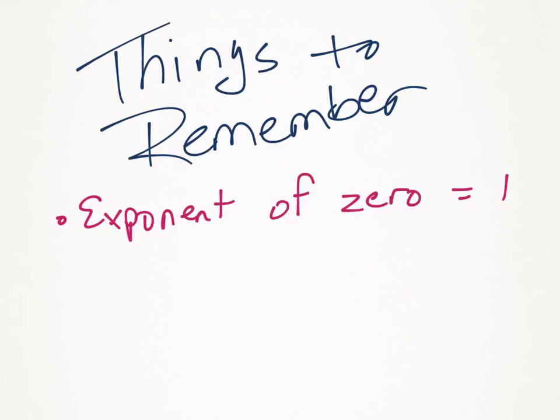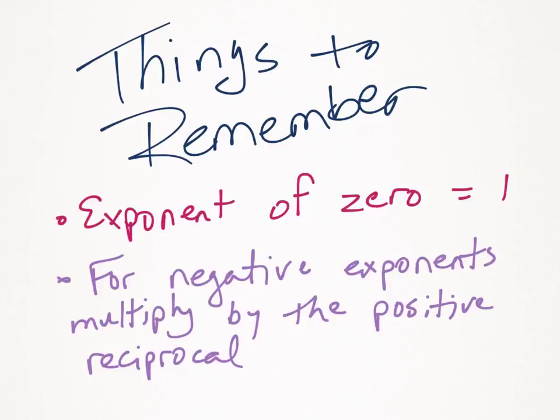Things to remember for this lesson. If you have an exponent of 0, your answer is always going to equal 1. And when you have a negative exponent, you're going to multiply by the positive reciprocal. So essentially, your number is going to be positive in the denominator with a 1 in the numerator.